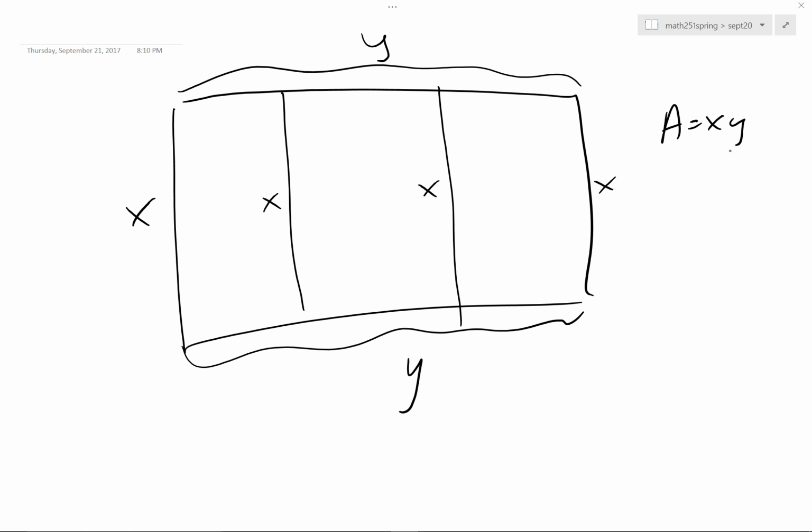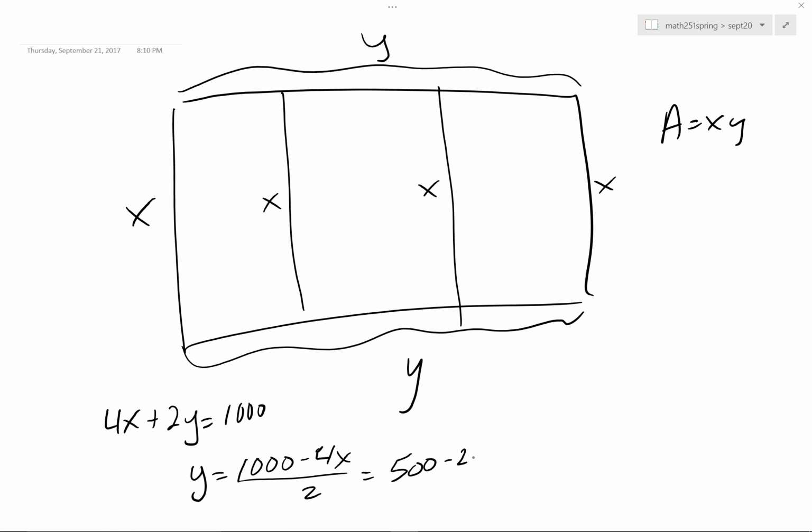But what is the perimeter this time? Well, it's going to be 4x. It's not really the perimeter anymore. It's 4x plus 2y is still equal to 1,000 because that's the only fence I have. Well, it's the same thing except that it's going to look like this time. It's going to be 1,000 minus 4x divided by 2, which is 500 minus 2x, it looks like.